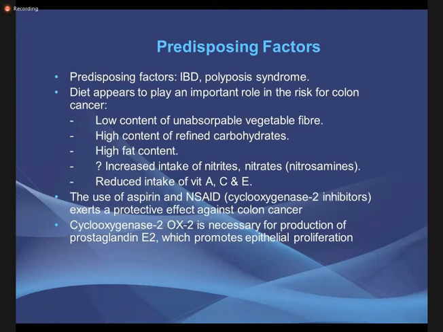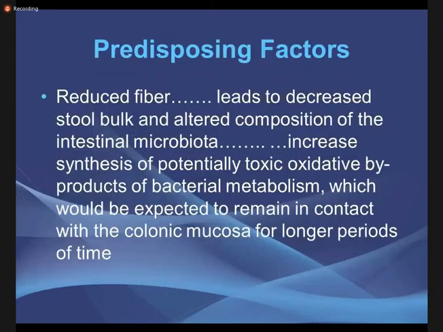Whereas aspirin exerts a protective effect against colon cancer, because aspirin and other NSAIDs inhibit cyclooxygenase 2, which is necessary for the production of prostaglandin E2, which is responsible for epithelial cell proliferation. So the predisposing factors: low unabsorbable vegetable fiber, high refined carbohydrates, high fat, and reduced intake of vitamins. These are the predisposing factors for the adenocarcinoma of the intestine.